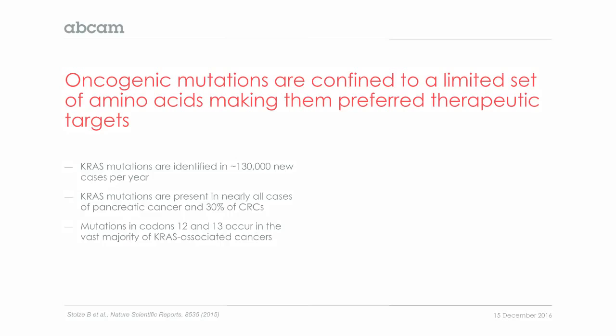And one of the most important oncogenes that's mutated in cancer is KRAS. KRAS mutations are identified in around 130,000 new cases of cancer every year. These mutations are present in nearly all cases of pancreatic cancer and around 30% of colorectal cancers. And importantly for our purposes, mutations in codons 12 and 13 occur for the vast majority of KRAS-associated cancers.